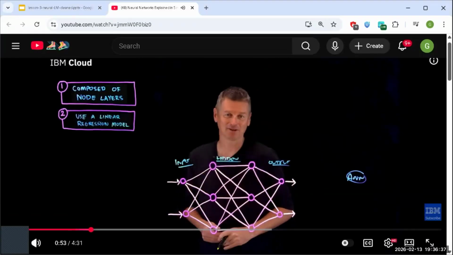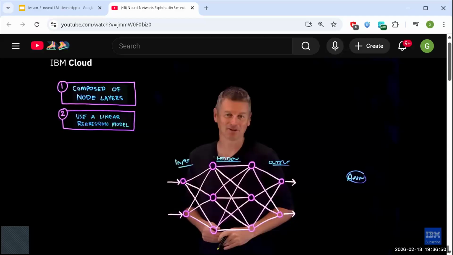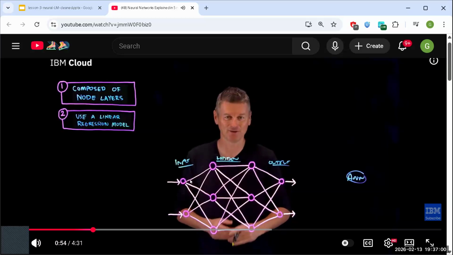Okay, so the complexity is that within each circle, within each ball, within each node, it's not really linear regression. It does some form of regression. I wouldn't say it's linear regression. It does some form of regression. And what regression means is that it does some form of prediction of a number. That's used to predict future events.